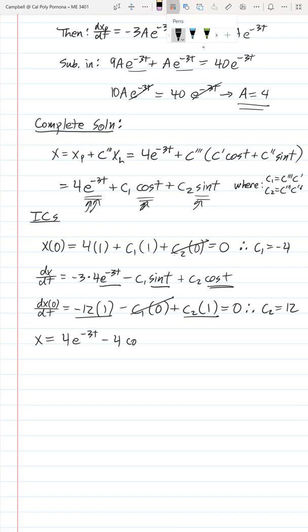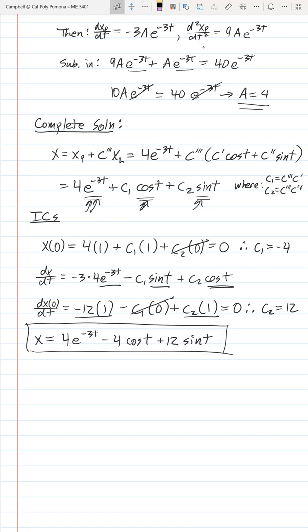There we go. Cosine t plus 12 times sine t. And there we go. So if you want to double check, you can, of course, plug in t equals 0 for x, take the derivative again, plug in t equals 0 for the derivative, and you will end up with the appropriate initial conditions, i.e. everything comes out to be 0.